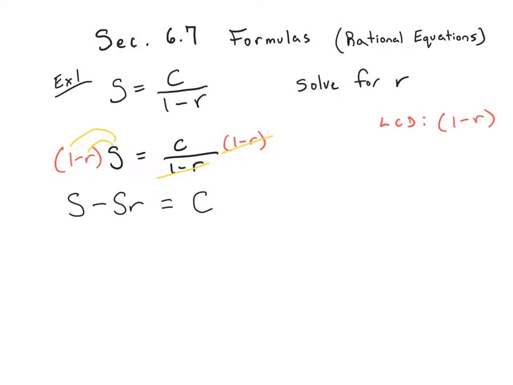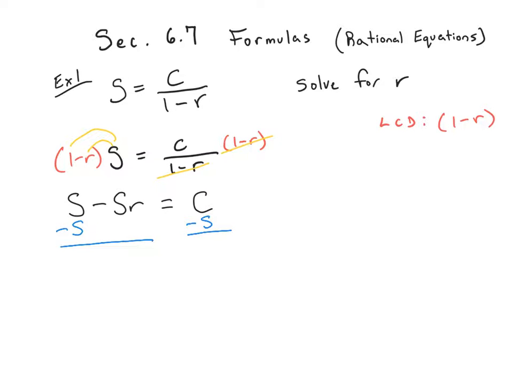So again, my first step was I got rid of the fractions, just like we were doing last class. Always go back to what they're asking you for. They're asking us to solve for R, so we want to isolate this R. Right now I have S minus SR. I'm going to move this S to the other side because I'm trying to get that R by itself, so I'm going to subtract S from both sides.